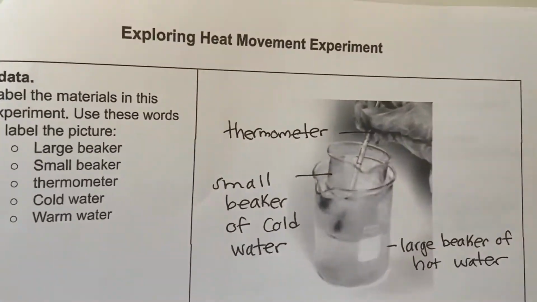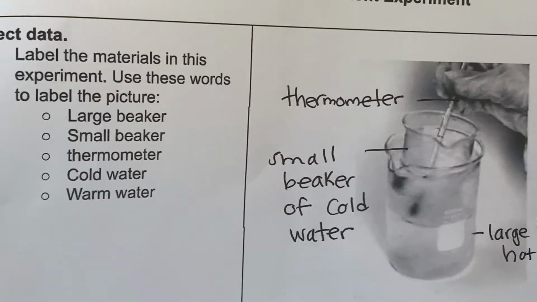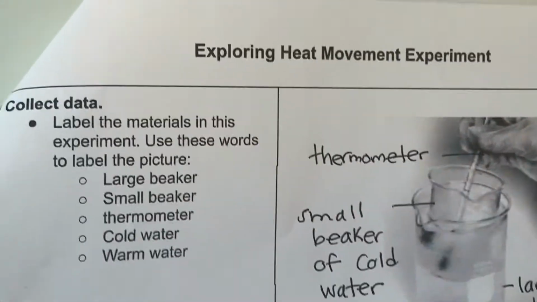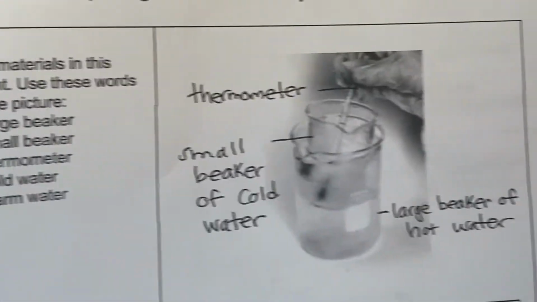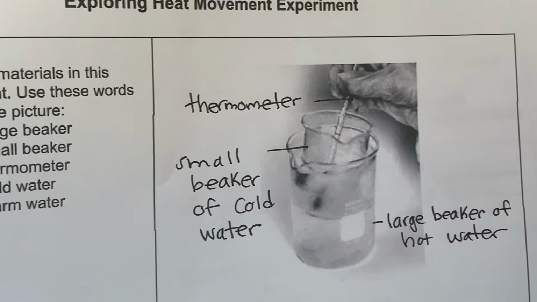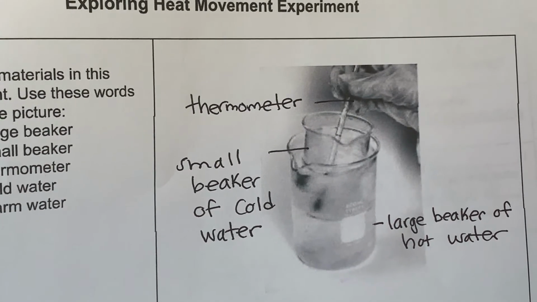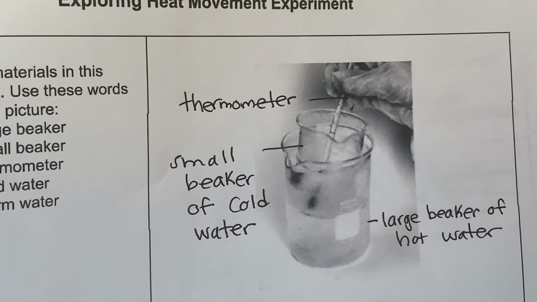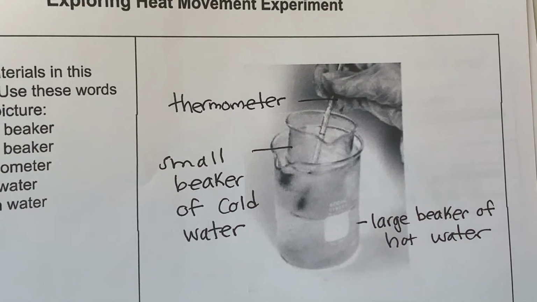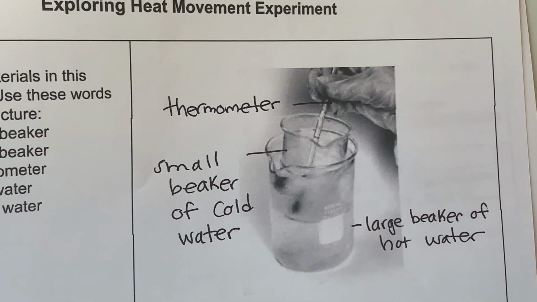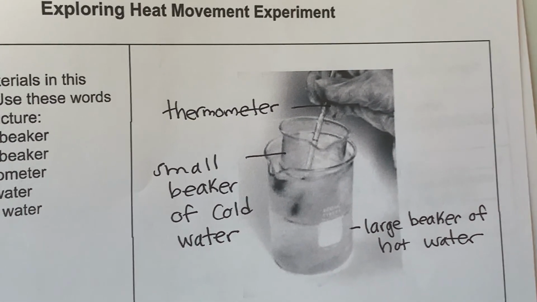Okay, so what I'd like you to do is to label the parts of the illustration using the words in the word bank over here. So we have a large beaker of hot water, a small beaker of cold water, and a thermometer. There's actually a thermometer in each of those, so you could add a thermometer to the illustration. All right, I'm going to pause and come back after 10 minutes.